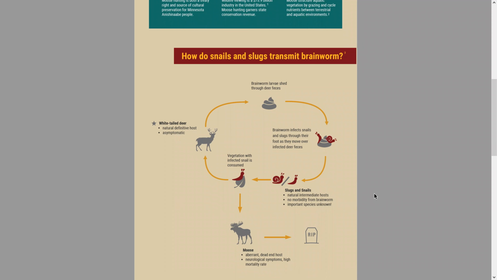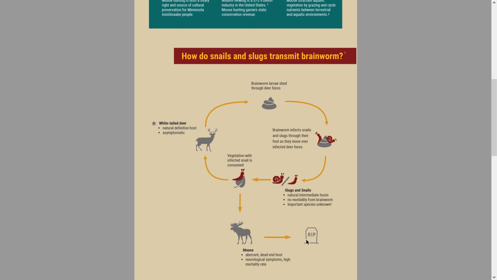The complex cycle starts with an infected white-tailed deer shedding brainworm larvae into the environment through feces. Importantly, white-tailed deer are the natural hosts of brainworm and unaffected by infection. Slugs and snails are attracted to the feces by the moist microclimate and become infected through their foot's mucosal membrane. The infected slugs or snails are then ingested by a deer, in which case the cycle starts over, or by a moose, whereby the brainworm becomes lost in the moose's body, often leading to neurological symptoms and, unfortunately, moose death.